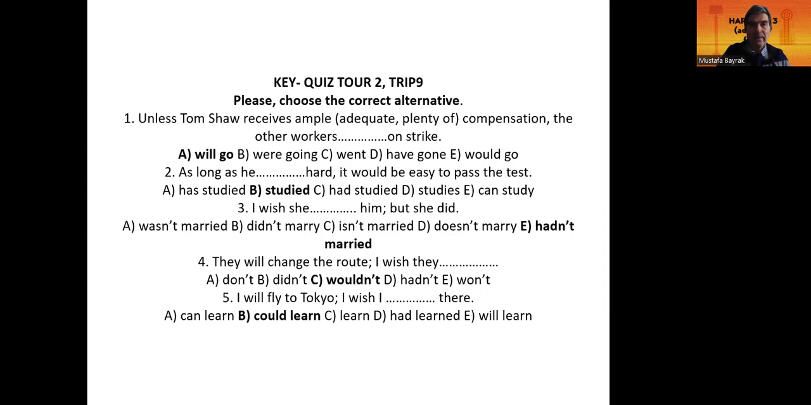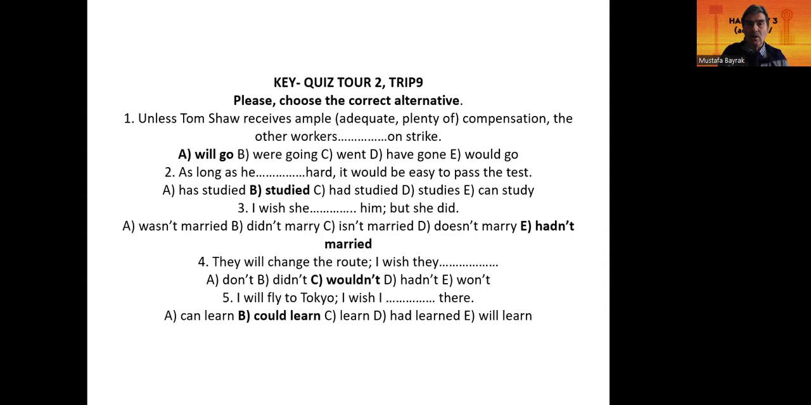Okay. Four. They will change the road. I wish they. So we need simple past, because there are only two types of wish clauses. One of them is with simple past, and about the present and future. But the second one is with past perfect tense, and it's all about the past. Now, so past of will. They will change the road. I wish they wouldn't change the road. But I wish they wouldn't is enough. Okay. And it's very practical.